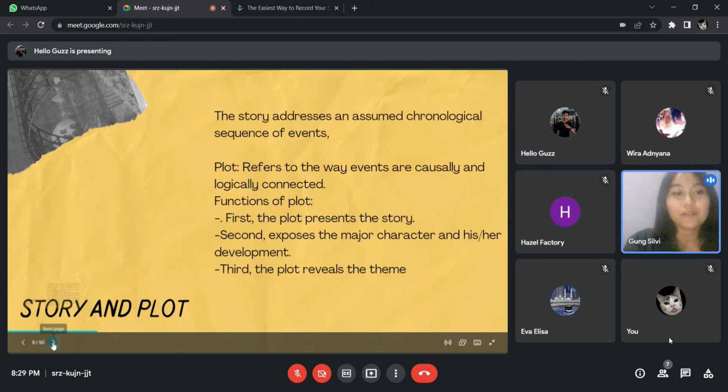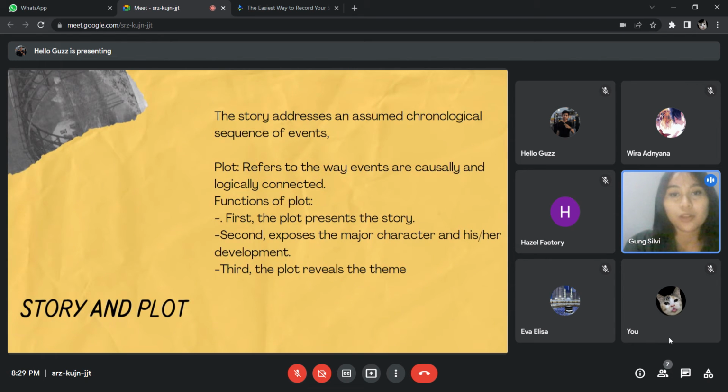Okay, the first one is story and plot. The story addresses an assumed chronological sequence of events. Plot refers to the way events are causally and logically connected. The functions of plot are: first, the plot presents the story. Second, it exposes the major character and his or her development. And the third is the plot reveals the theme.